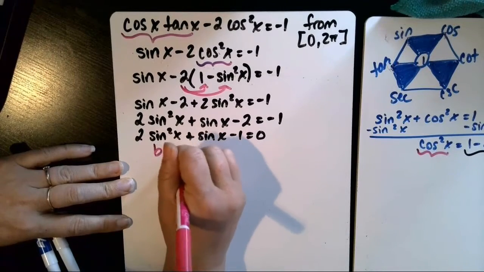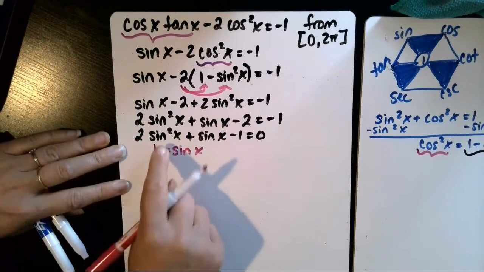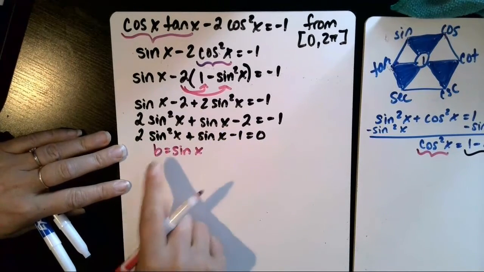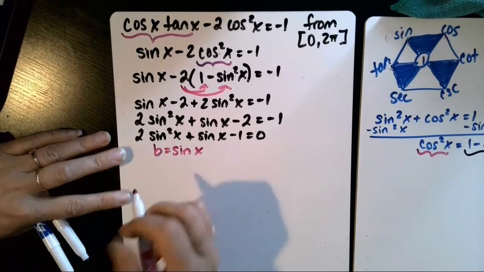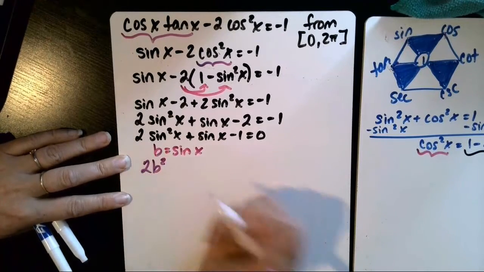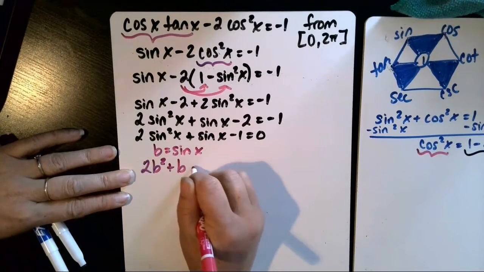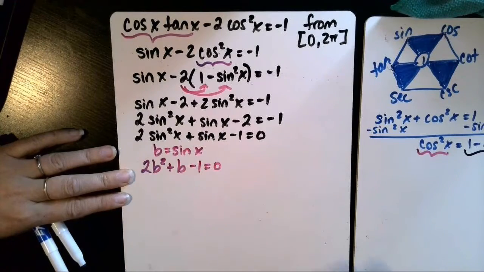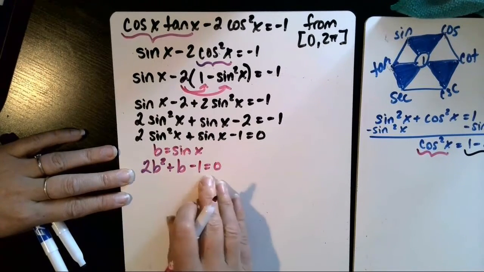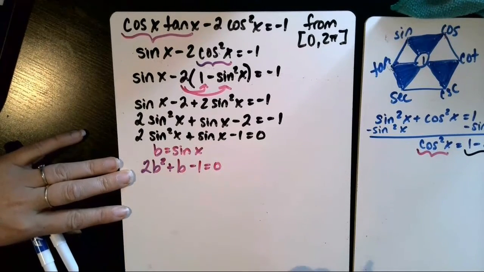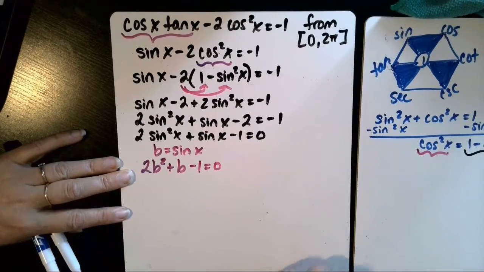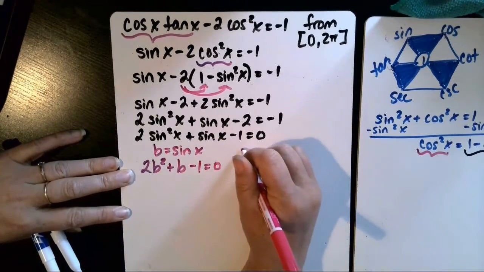So let's say b equals sine of x. We're going to reassign everywhere we see the expression sine of x, we'll replace that with a b. So that's 2b squared plus b minus 1 equals 0. And that just makes it a little easier to look at when you're trying to factor. So however you learn to factor, you can go ahead and do that.